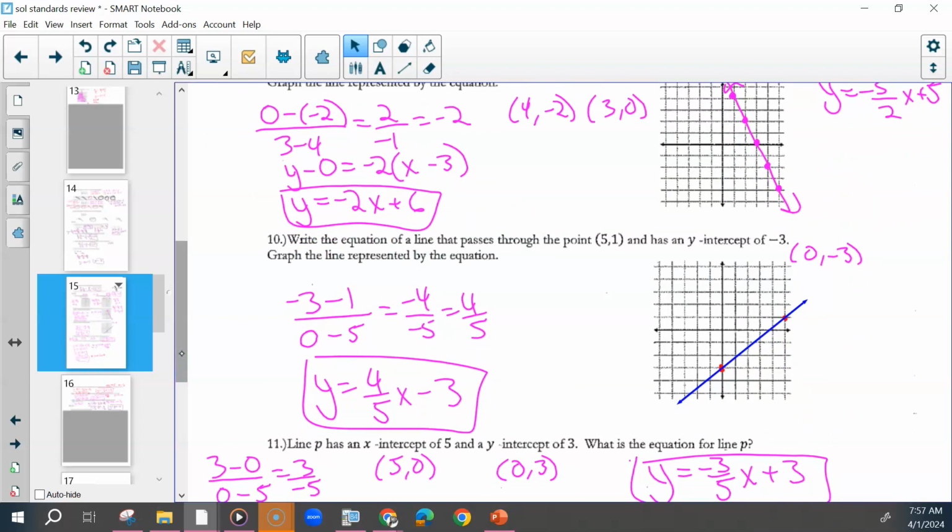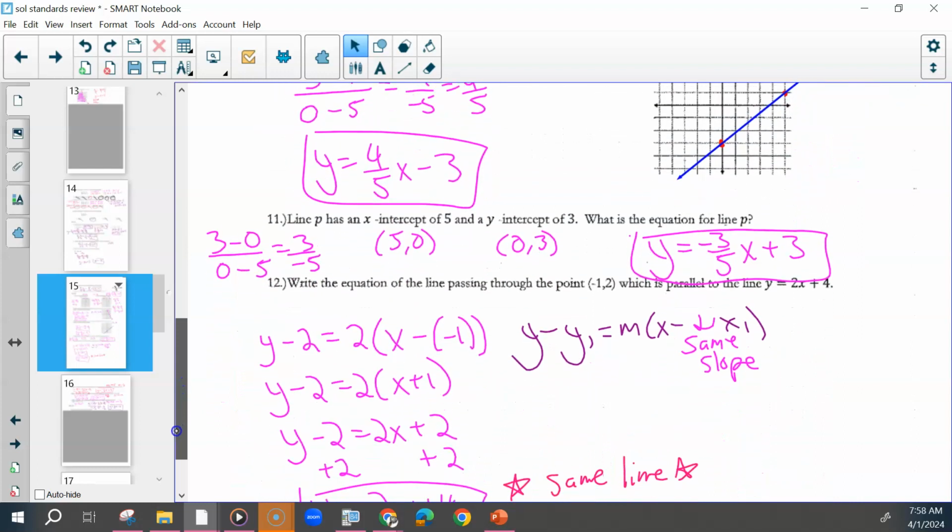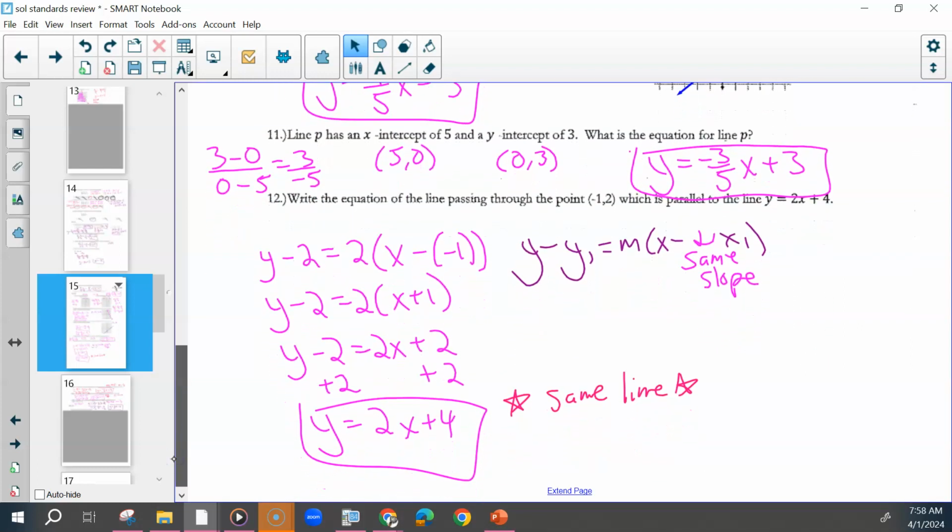For number 10, the equation you need is y equals 4/5 x minus 3. For number 11, y equals negative 3/5 x plus 3. And then number 12, it said that was parallel, but when you did it, it actually ended up being the same line, y equals 2x plus 4. So they actually wouldn't have been parallel.